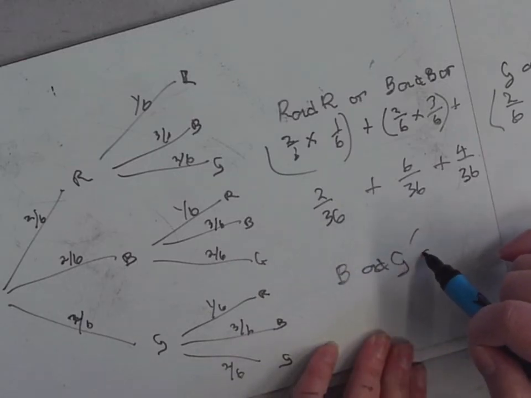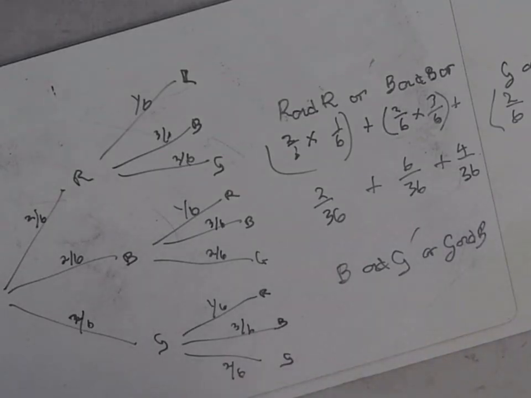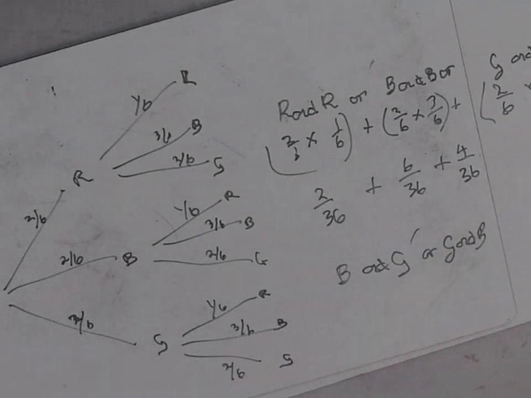Or it could be green and blue, couldn't it? It doesn't say the order. It doesn't say blue has to be first. It says blue and green. One is blue, one is green. It doesn't say in the order.